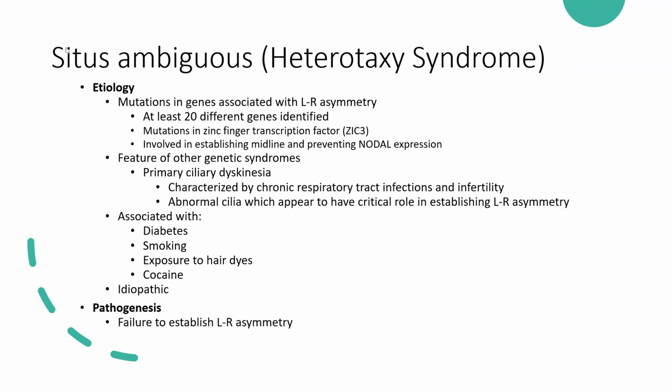is characterized by chronic respiratory tract infections and infertility, and abnormal cilia appear to have a critical role in establishing the left-right asymmetry. Because they have abnormal cilia, they don't have cilia to properly clear the respiratory tract, and infertility occurs because the fimbriae are very important in moving the egg into the fallopian tubes. So this is associated with diabetes, smoking, exposure to hair dyes, cocaine, and it can also be idiopathic, meaning that there is no clear reason as to why this occurred.